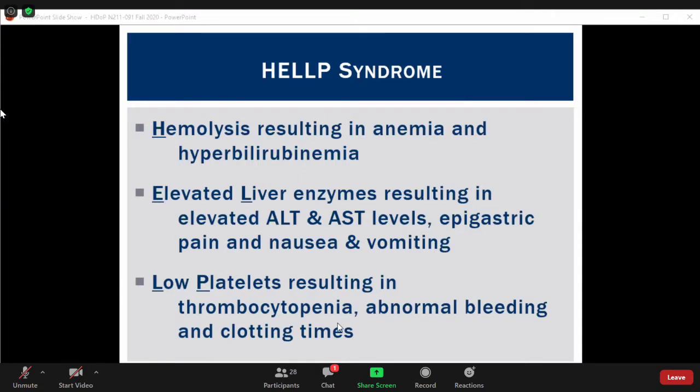Did you cover liver enzymes in fundamentals? No, we did not.